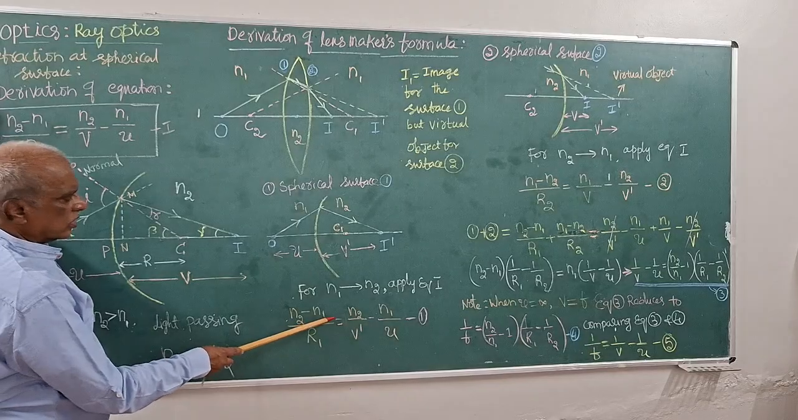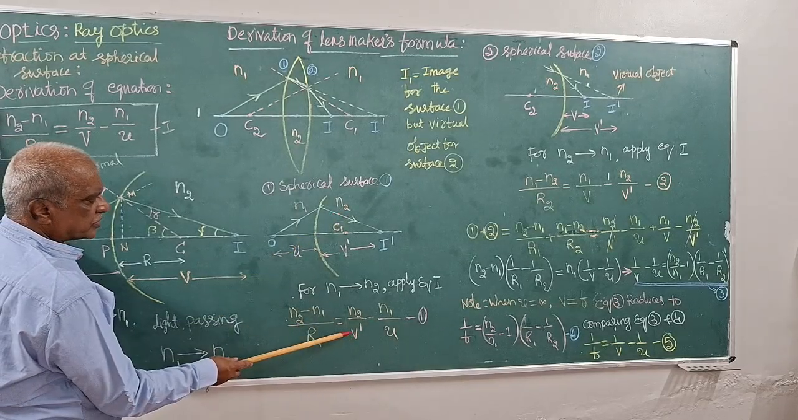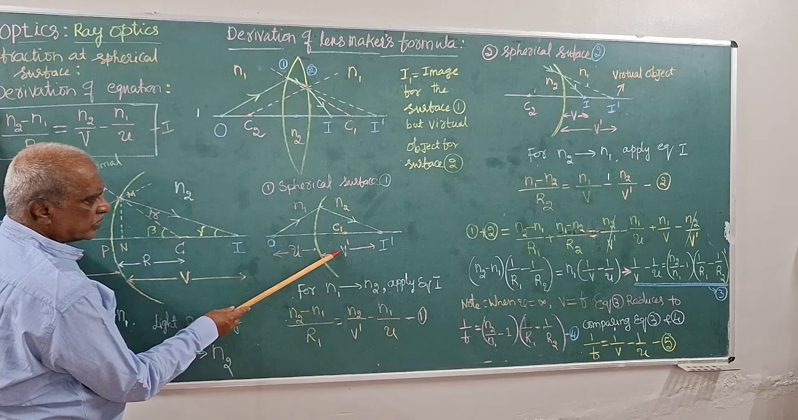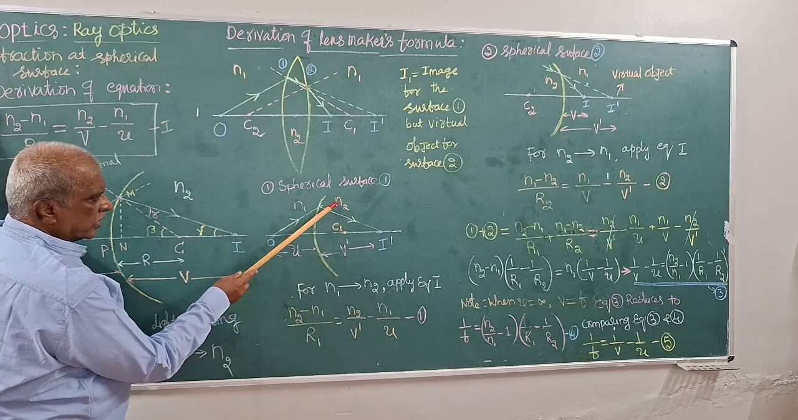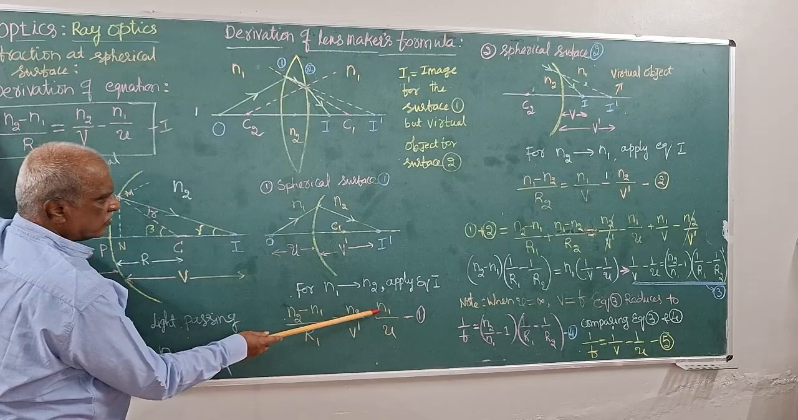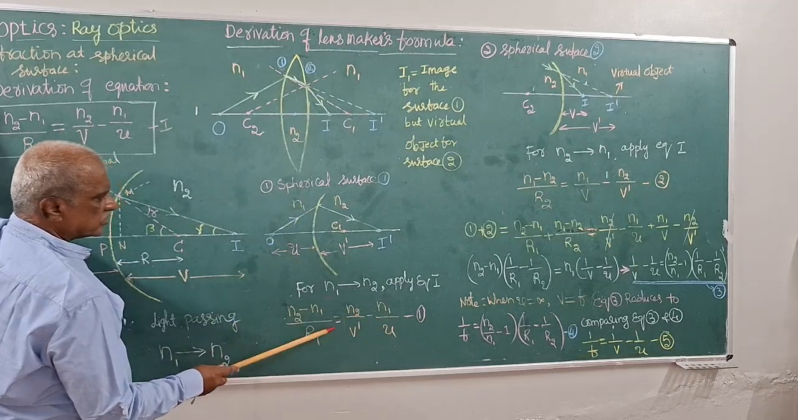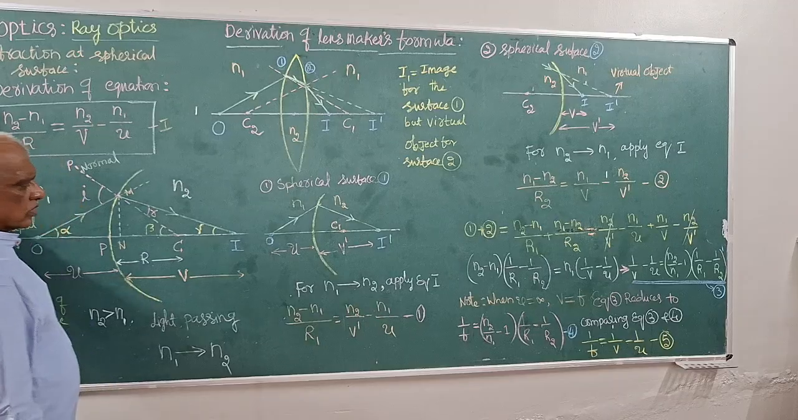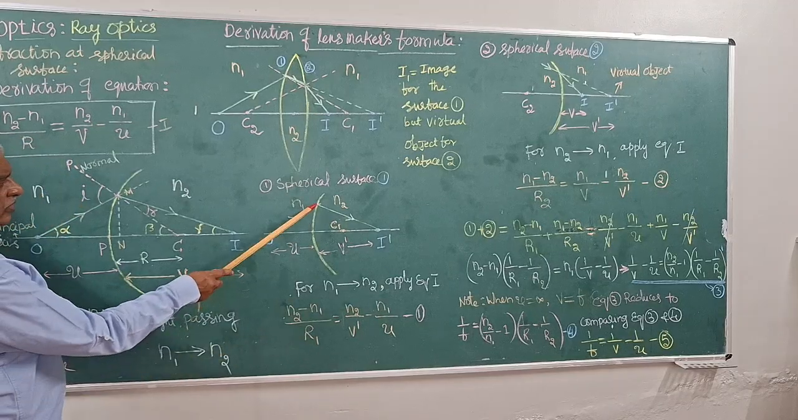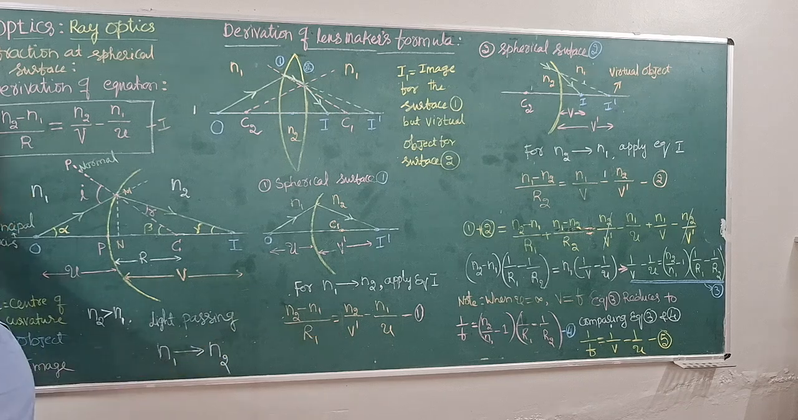equals N2, the final value, divided by the image distance. Image distance is V1, V dash. N2 by V dash minus the initial value divided by the object distance. Object distance is this. So this is the equation for the refraction like this, with these notations.